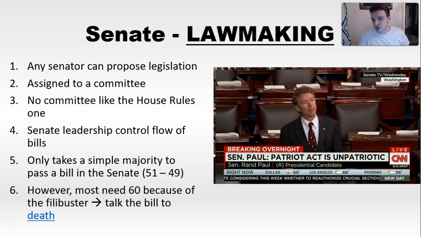Now you can see here on your screen for our sixth bullet point, it says, however, most bills need 60 votes because of the filibuster. And that is because, and think about this for a second, in order to stop or to end a filibuster, you need at least 60 senators to agree to stop the filibuster so we can vote on a bill. But it only takes a simple majority to then pass said bill.